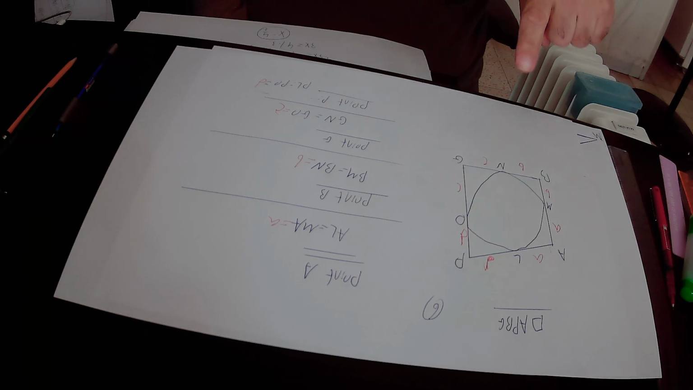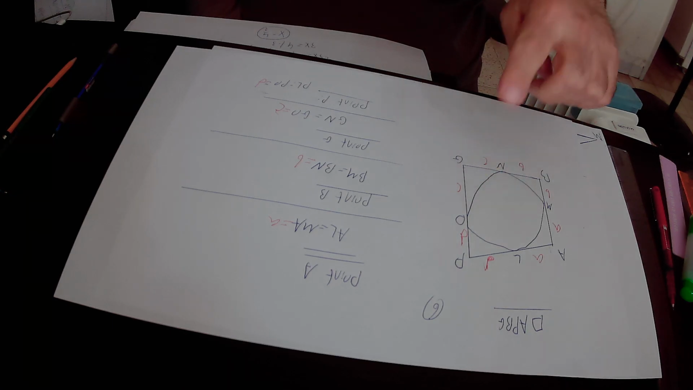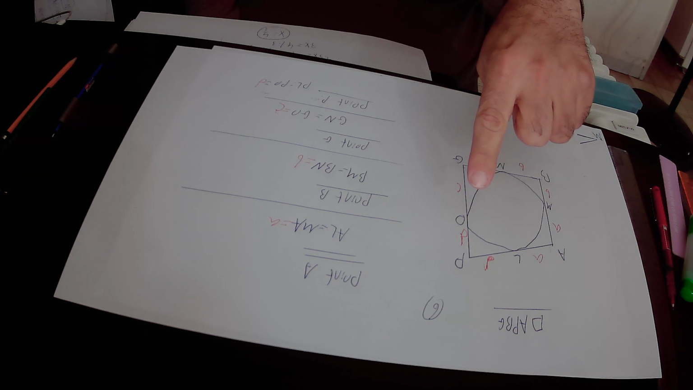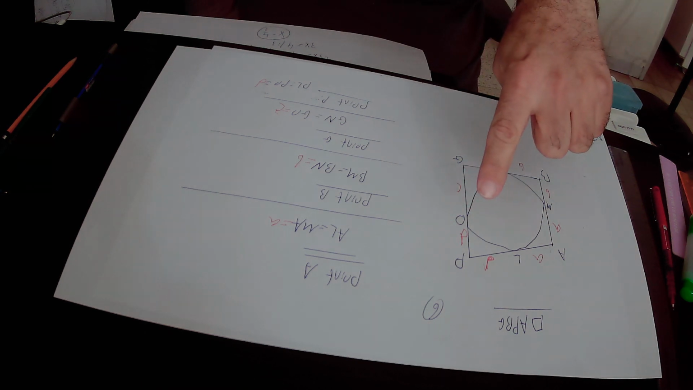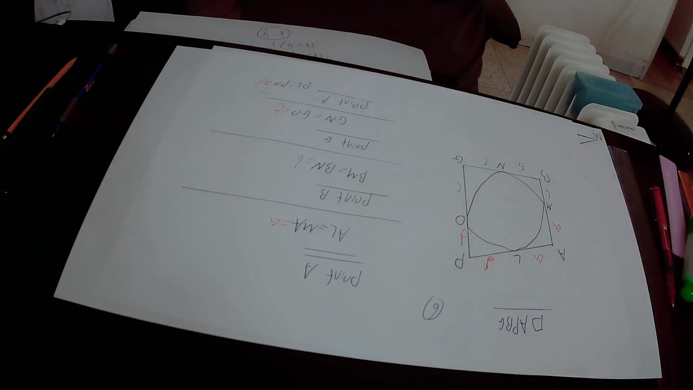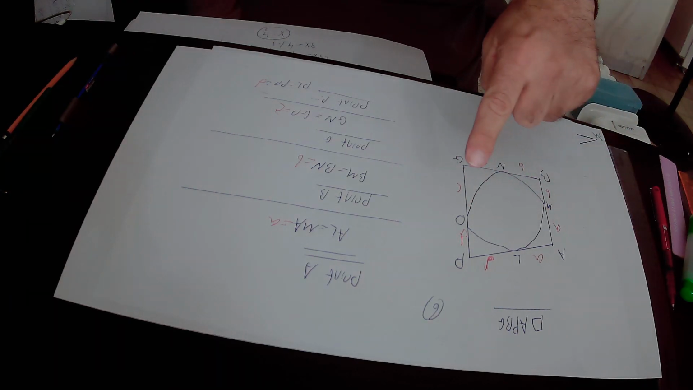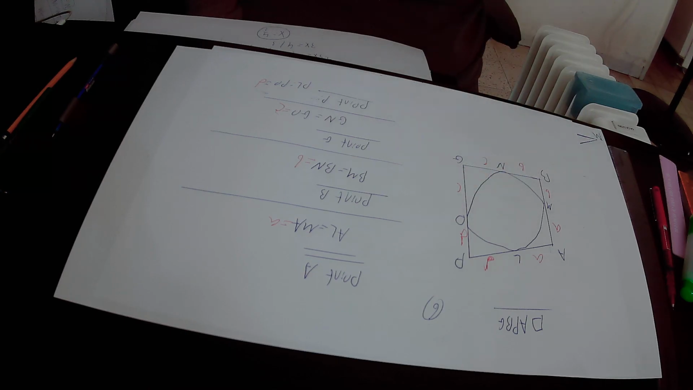And finally, we have the fourth common external point, point P. From point P we have two tangents to this circle, tangent PL and tangent PO, and according to rule number 2, PL equals PO. So if PL is D, then PO must also be equal to D. PL equals PO equals D.